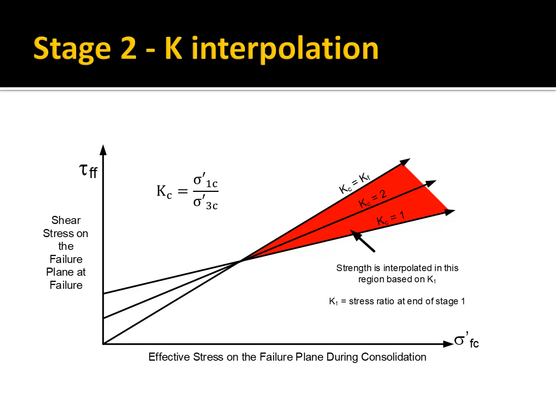So now we're going to call this term K. Whatever our K value is at the end of the consolidation stage, we're going to call that K1, the K from stage 1.